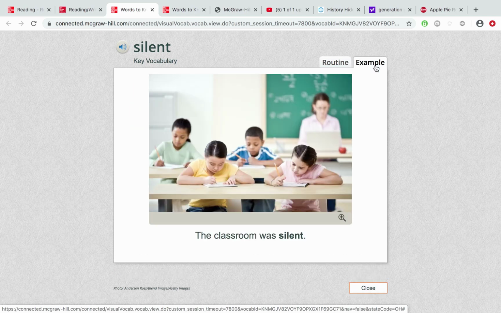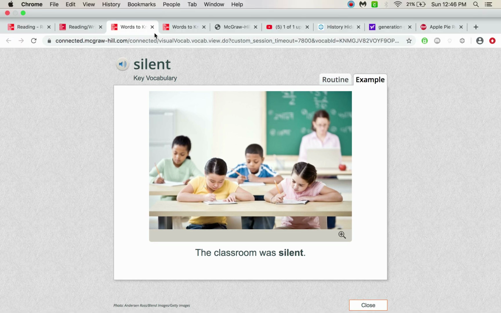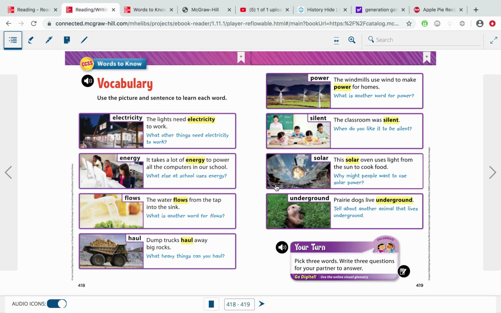And probably this would be a good example of when it is silent in our classroom, except I have music going. The classroom is silent. It looks like they're doing a test. Being perfectly quiet is something that makes me uncomfortable, but that's just me.